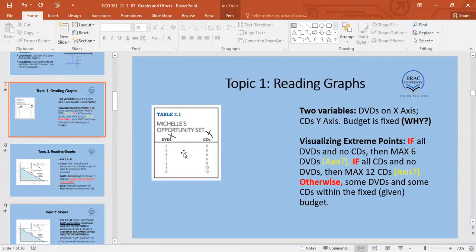Okay, তাহলে if we plot DVDs on the x-axis according to your text and CDs on the y-axis, তাহলে we have 2 extreme points. What are the extreme points?